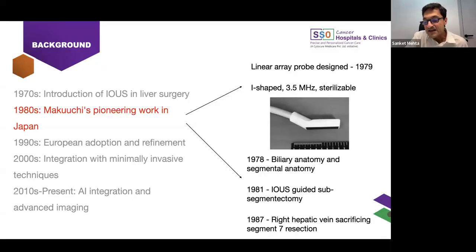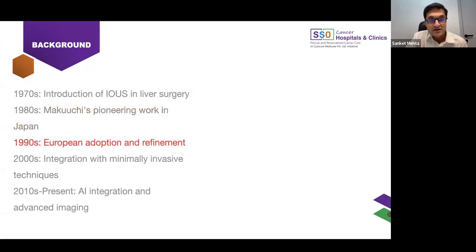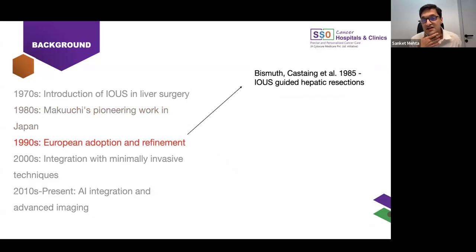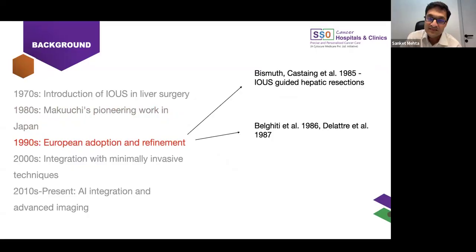Again, to be able to manage that with the ultrasound technology in those days, almost 40 years back, is truly remarkable. And in 1987, he started describing these other surgeries. For example, he described the segment 7 resection with sacrifice of the hepatic vein while preserving segment 6, which was a first of its kind surgery performed using intraoperative ultrasound to demonstrate communicating veins. So he actually showed the world what can be done with intraoperative ultrasound, and that led to the adoption very rapidly in Europe, starting with Bismuth in 1985, who published his series of IOUS guided resections.